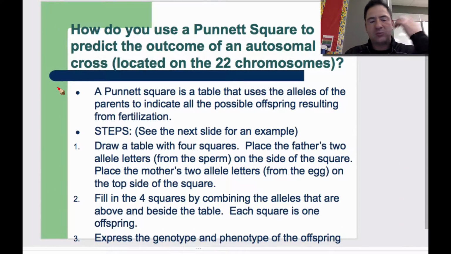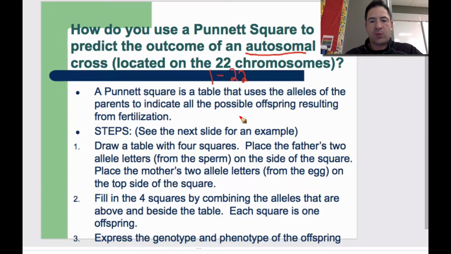Hi folks. In this video we're going to talk about Punnett squares, both autosomal crosses and sex-linked crosses. One thing to note in an autosomal cross is that it happens on the first 22 chromosomes, so 1 through 22. These chromosomes are responsible for the building and repairing of the body.